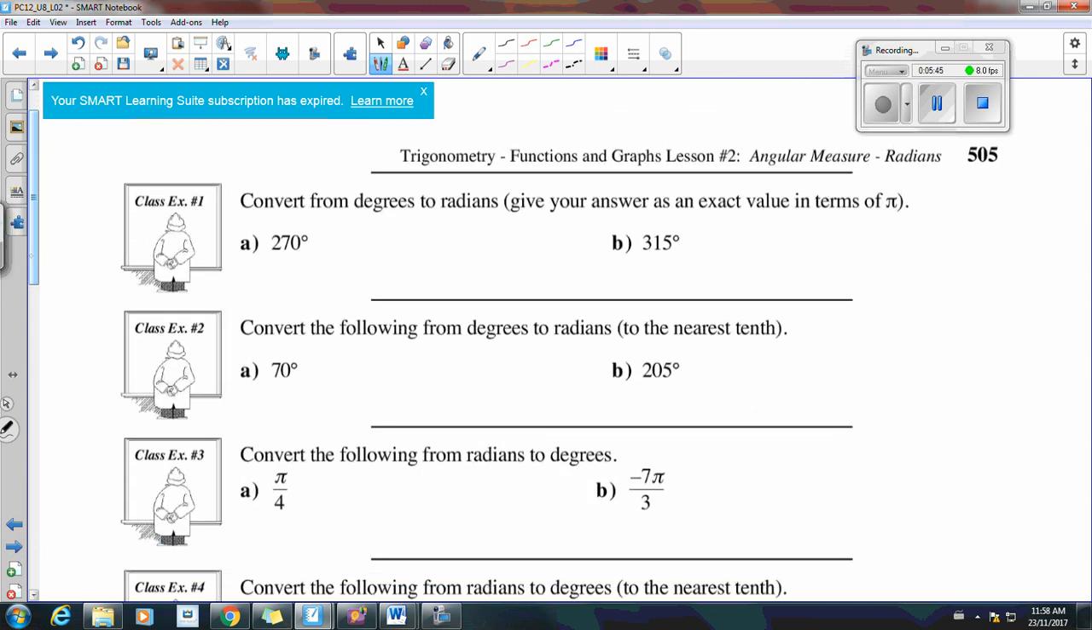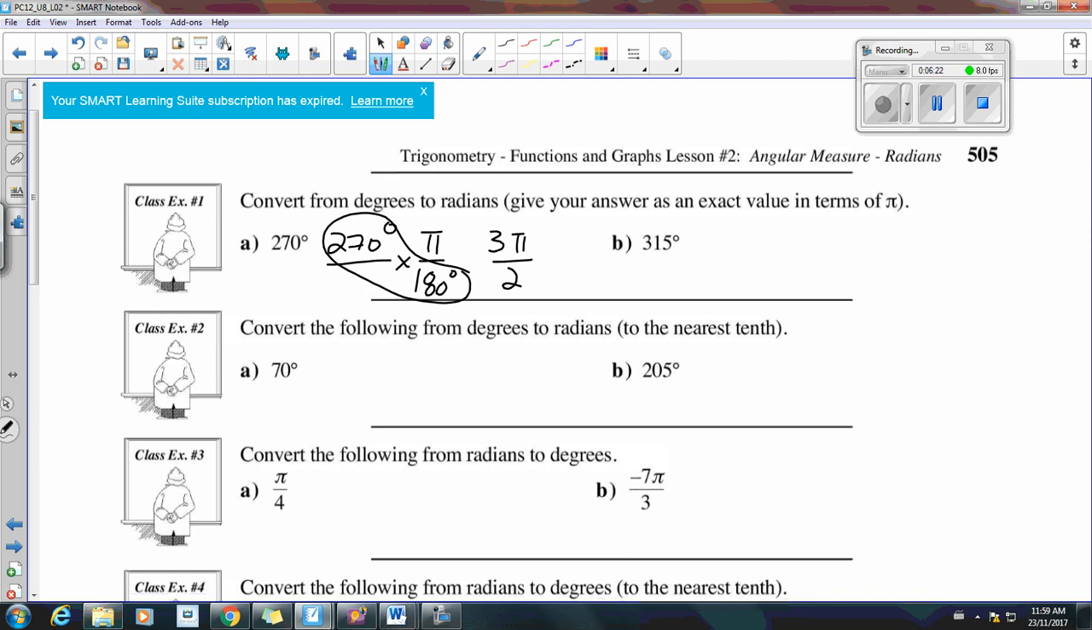So example 1, convert from degrees to radians. Give your answer as an exact value in terms of pi. So we're converting 270 degrees. We're going to multiply by pi over 180 degrees. The easiest way to do this, if you in your calculator type in 270 divided by 180 and ask it to give it to you as a fraction, it's going to give you 3 over 2, and then you can stick the pi in there. So this is 3 pi over 2.